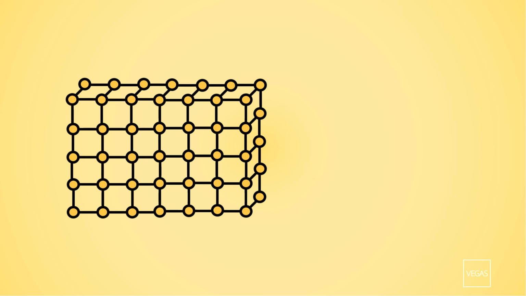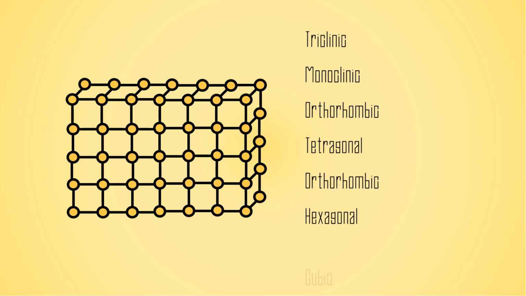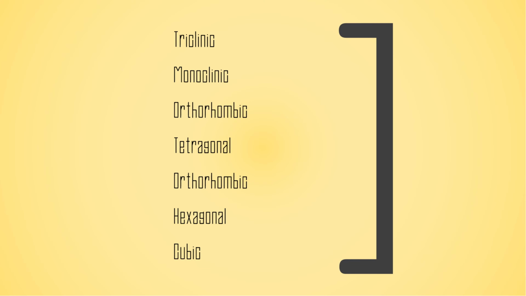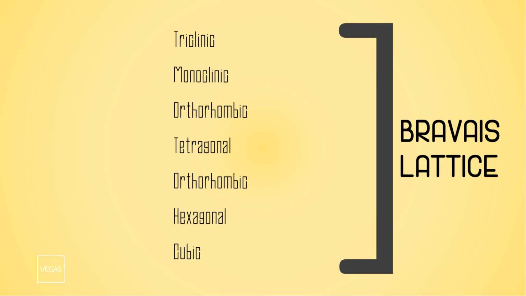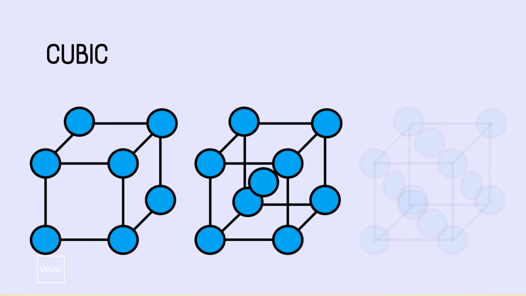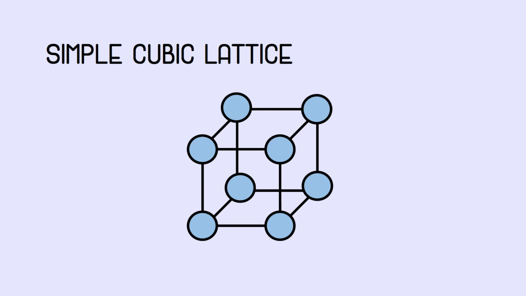There are so many special structures that solids have. These structures were divided into 7 categories by Auguste Bravais, who is a French physicist. This classification system is called the Bravais lattice. There are 3 structures in the cubic system. The most basic structure is the simple cubic lattice.